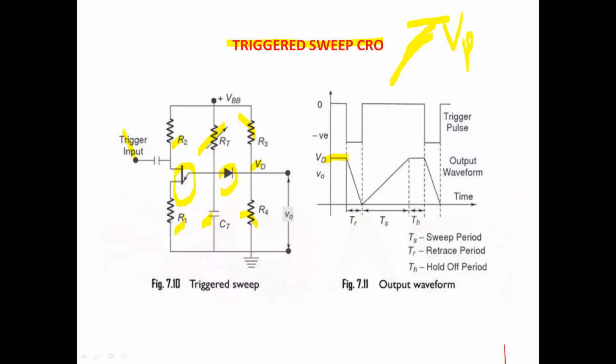It doesn't exceed. So if it is clamped at the diode voltage, then the triggering circuit generates a negative going pulse. Since the diode voltage is clamped at VD, the triggering circuit generates a negative going pulse, which means it triggers. When it gives the negative going pulse, the UJT fires and the capacitor starts discharging.